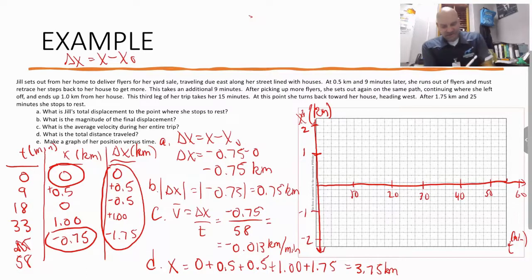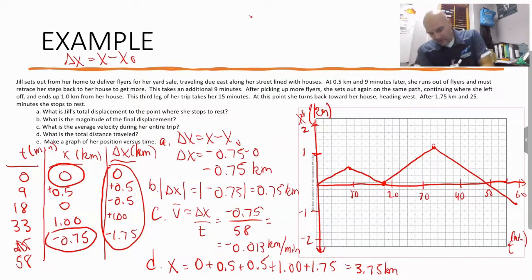Just kind of sketching this. So about here, she's at 0.5. Then she goes back at about 18 minutes. Right, so the first leg looks like this. Second leg does that. So her displacement is negative in that second leg. And then she's going to go 33. So here she's going to be located at 1 kilometer. Right, and then finally she's going to end up at negative 0.75 roughly out here.